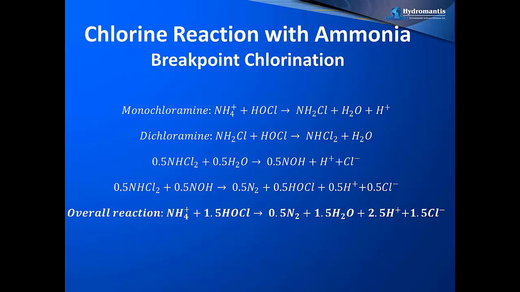So essentially, for a complete reaction of ammonia oxidation with chlorine, this is an overall reaction, in which case we know that 1.5 moles of HOCl are required to completely oxidize ammonia nitrogen to nitrogen gas.